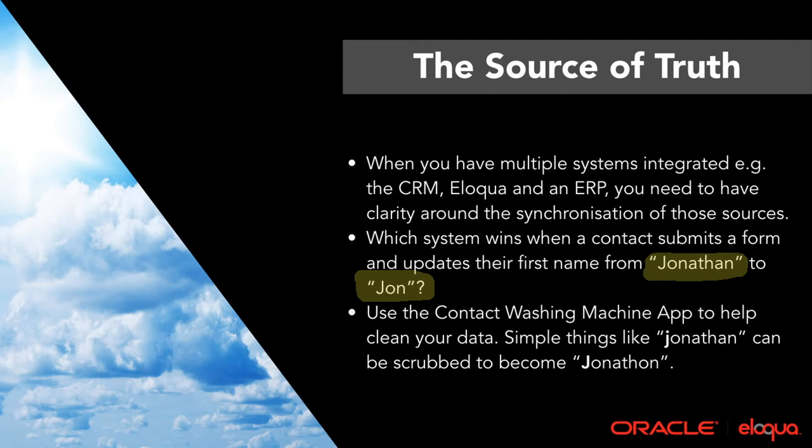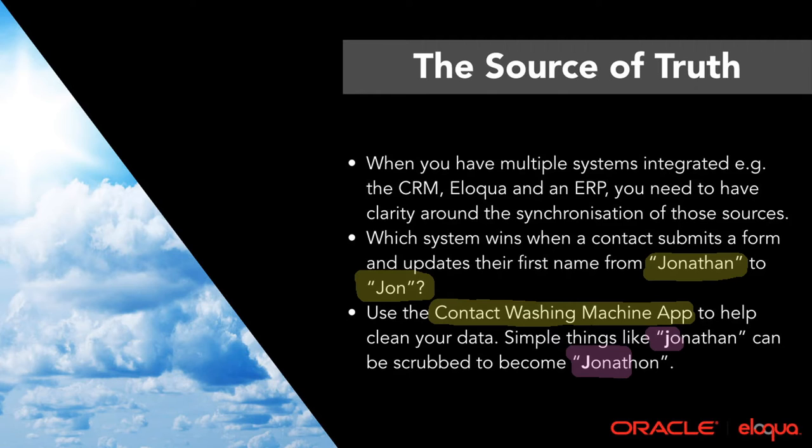Now, how many of you, and maybe if we can throw this question out to the group, is anybody using the contact washing machine? So the contact washing machine is an app that you can add to the campaign canvas. It's a free app. There's no charge for that. And what that does, it helps you improve the data quality, especially with some of the basics, like you can see here on the bottom of the page there, I've got Jonathan with a lowercase j. If you run that through the washing machine app, it then enables you to correct that and have it as proper case. So lowercase j then becomes a capital J. And so these things can easily be added.